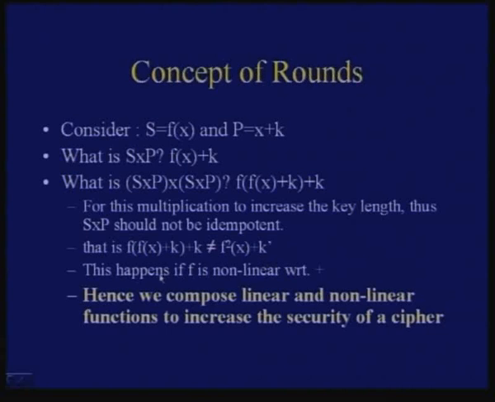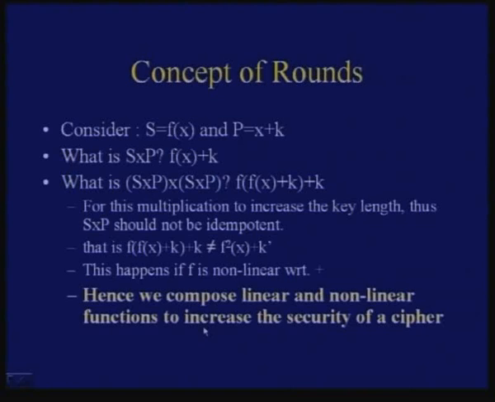So this happens only if f is nonlinear with respect to plus. If f was a linear function, this would have distributed, and the result would have been similar to that of s cross p. The size of the key of this function and of this composed function would have been the same. So we need a deviation from this fact: we need non-linearity. Hence we have to compose linear and non-linear functions to increase the security of a cipher.